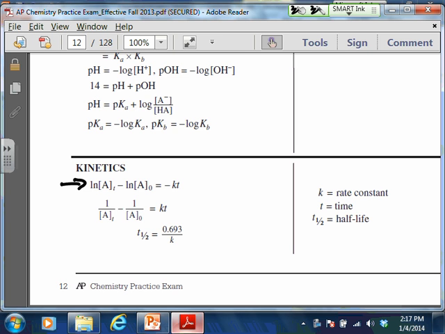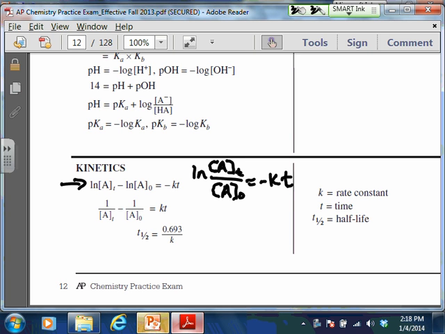Now, if you're in pre-calc math analysis right now, then you might have already learned this. When you take a natural log minus a natural log, so if you have natural log of x minus the natural log of y, you can rearrange that to be the natural log of x over y. You can combine the two terms. So we can rearrange the natural log of A at time t minus the natural log of A at time 0 to be the natural log of A at time t over A at time 0, and that's equal to negative kt.